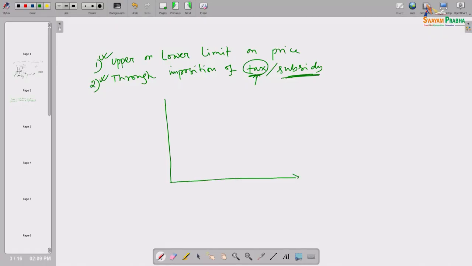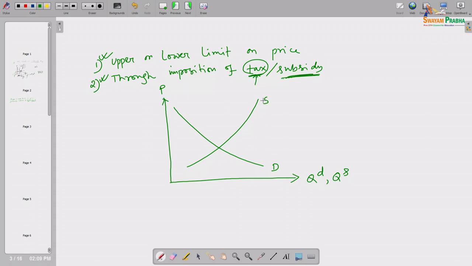So basically, as usual we are measuring quantity demanded and quantity supplied on the horizontal axis, and price on the vertical axis. Suppose this is the market demand curve and this is the market supply curve in the free and competitive market, without any government intervention, or before government intervention, right.